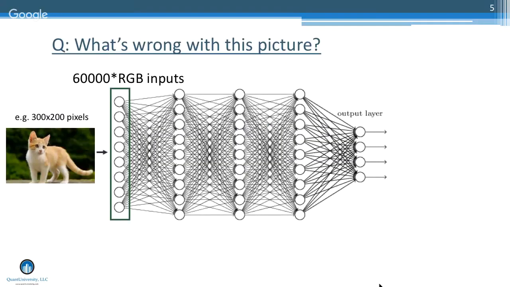Here's our input, or our picture that we sort of saw before. Let's say we resize our images so they're not quite so big, but still we have 60,000 pixels in this image of a cat, 300 by 200. And we're going to have a bunch of layers, and we're going to try to classify what kind of image this is.